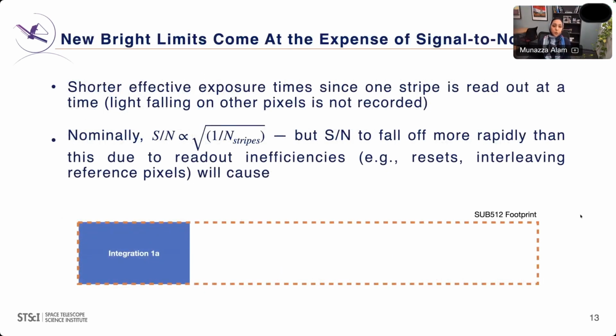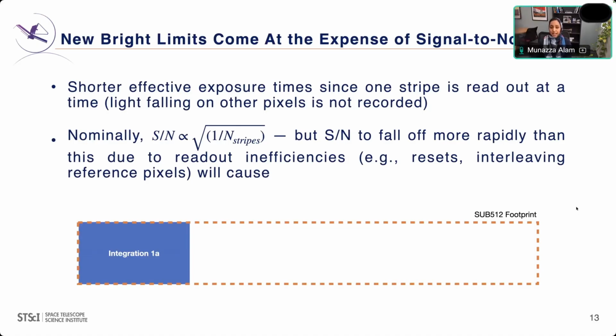Now, with these improvements in the bright limits with multi-stripe readout, we do have some sacrifices that we make with the signal to noise. And the reason for this is that when we have our stripes read out, we have shorter frame times, shorter effective exposure times, as we're only reading out a single stripe at a time. And there is light falling on the other pixels, but that light is not being recorded. And so nominally, we would expect the signal to noise to fall off proportional to the square root of 1 over the number of stripes.